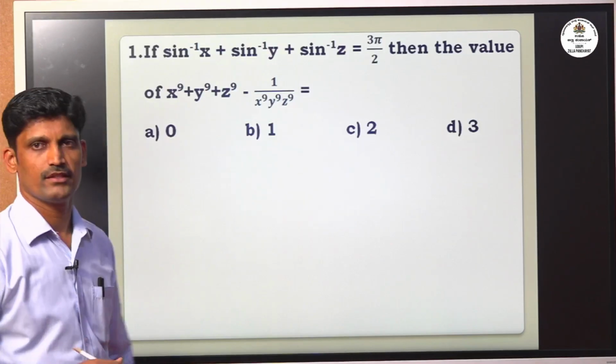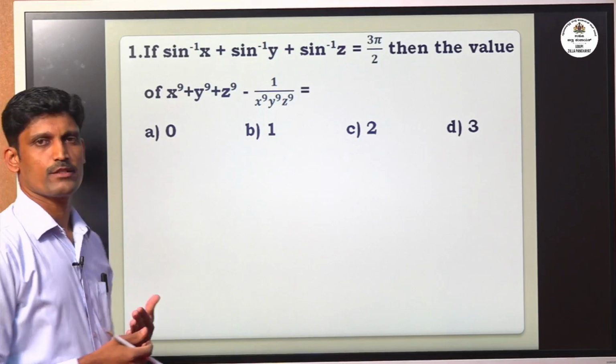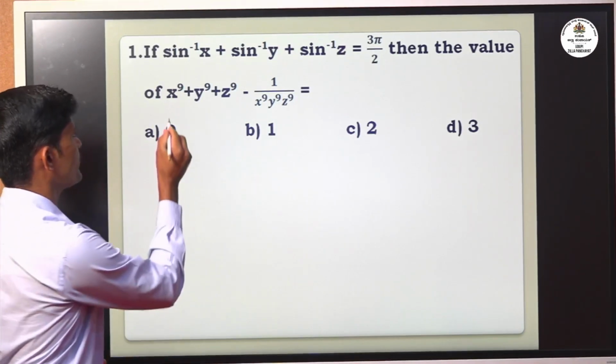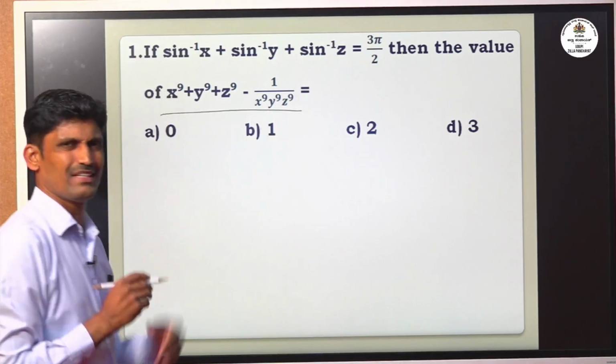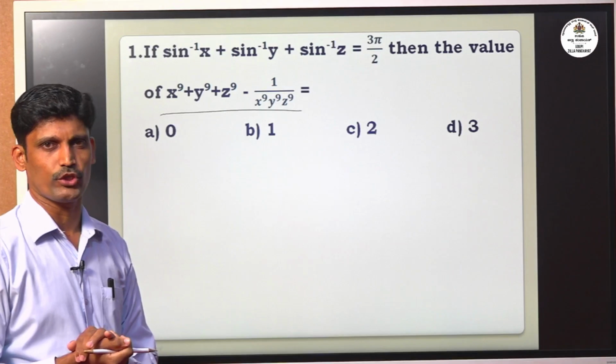Now let us see the problems. First question: if sin inverse x plus sin inverse y plus sin inverse z equals 3 pi by 2, then the value of this expression is... This expression can be anything, but the statement that they have given is important.